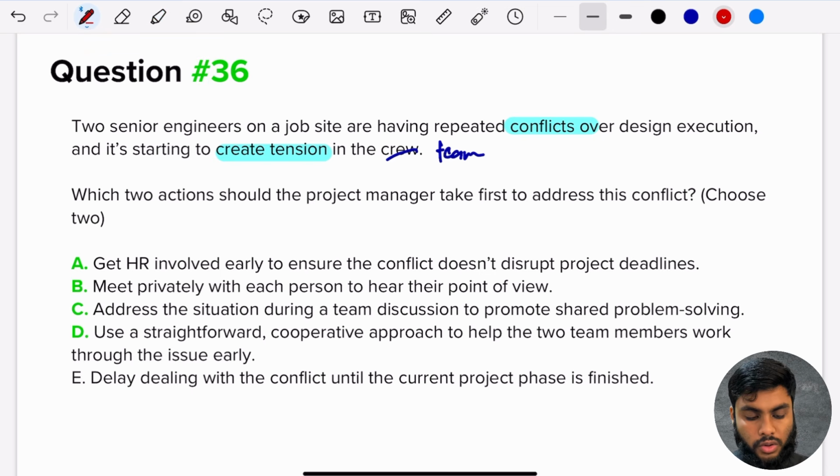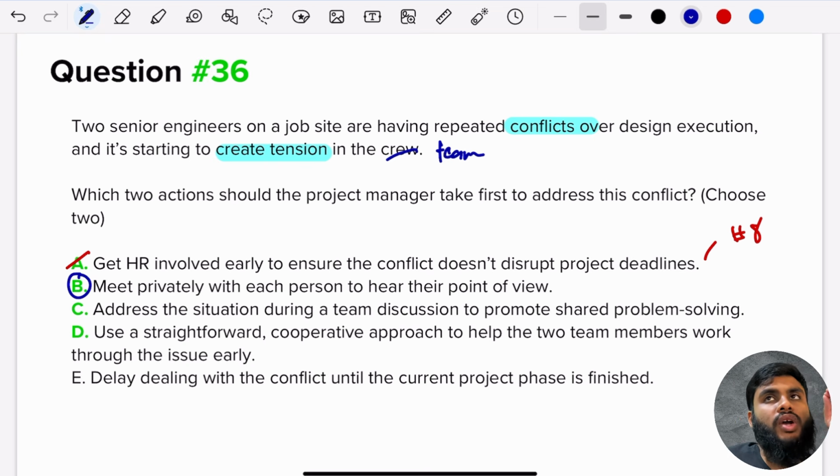Get HR involved early to ensure the conflict doesn't disrupt project deadlines. No. Don't get HR involved. Project manager, let's see what we can do. This is escalating to HR. This is principle number 8. We don't want to do this. Meet privately with each person to hear their point of view. I like this.